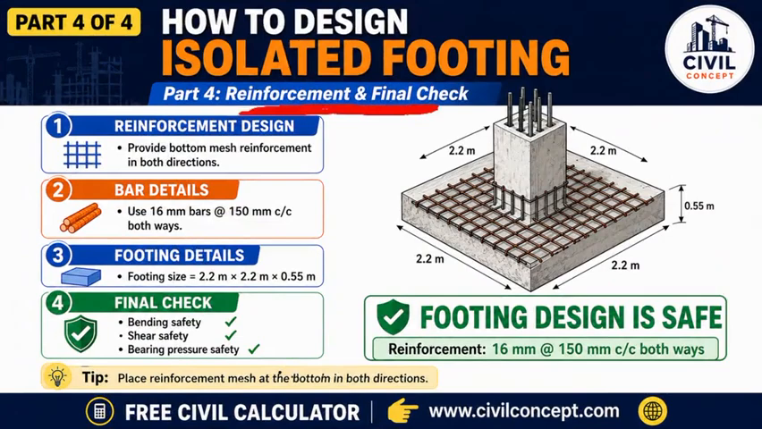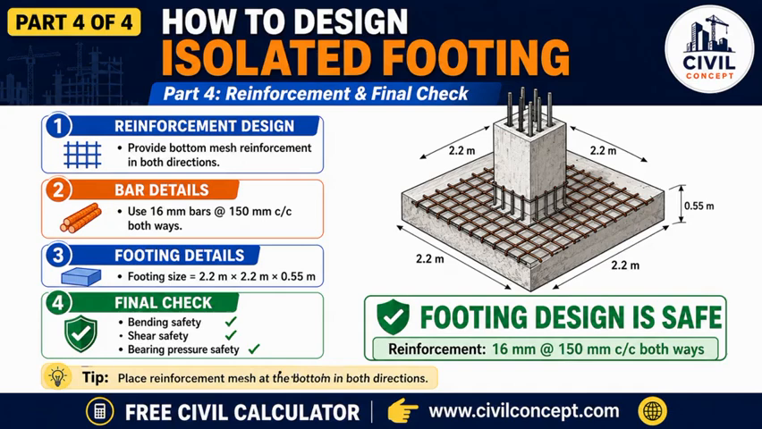Now let us design the reinforcement. Provide bottom mesh reinforcement in both directions. Use 16 mm bars at 150 mm center to center spacing in both ways. The footing size is 2.2 meters by 2.2 meters and total depth is 0.55 meters.